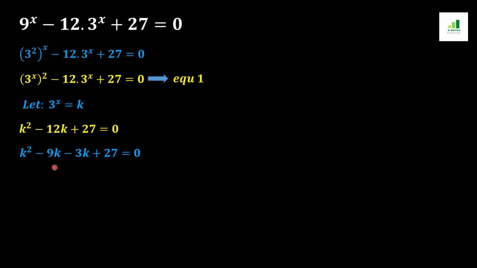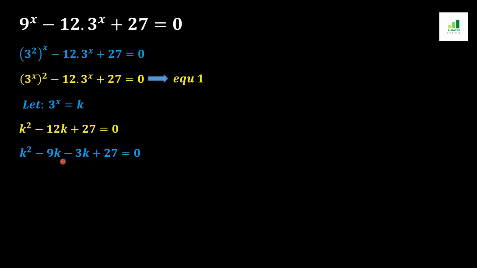So this 12k can be broken as 9k minus 3k, and when we add these two values it will be equal to 12k, and when we multiply these two values, the product, which is 27k square, will be equal to the product of both of these values. So it means that this quadratic equation is broken in the right way.